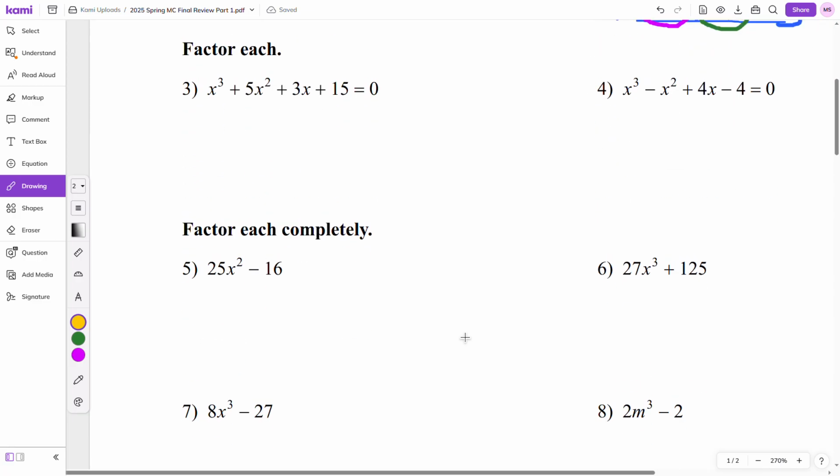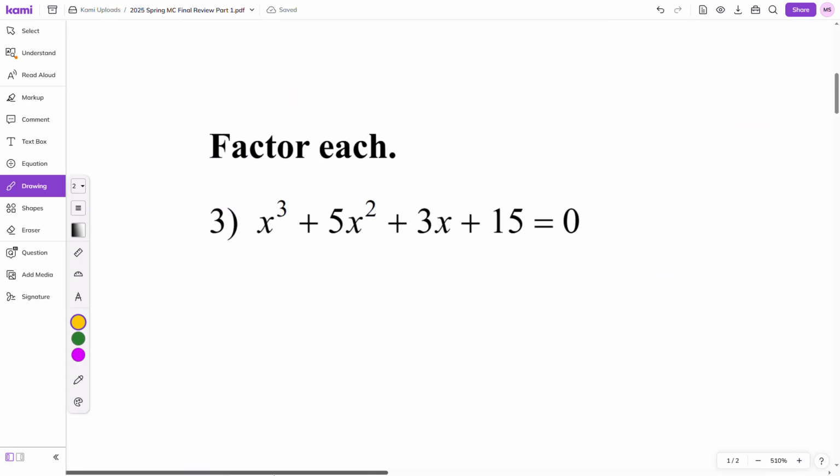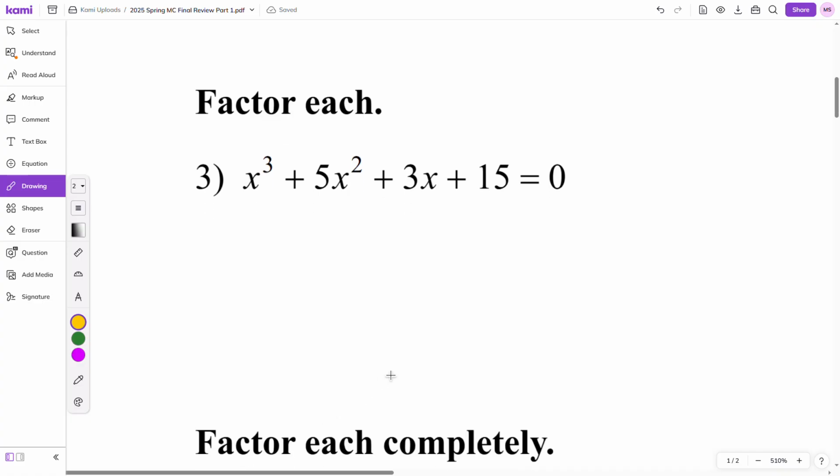Number 3. Now this one's a lot tougher. Let me zoom in a little bit here. I recommend that you pause this video and try to figure it out yourself before you watch the explanation. And when you unpause, you can listen to the explanation. So here we go. And we're back.